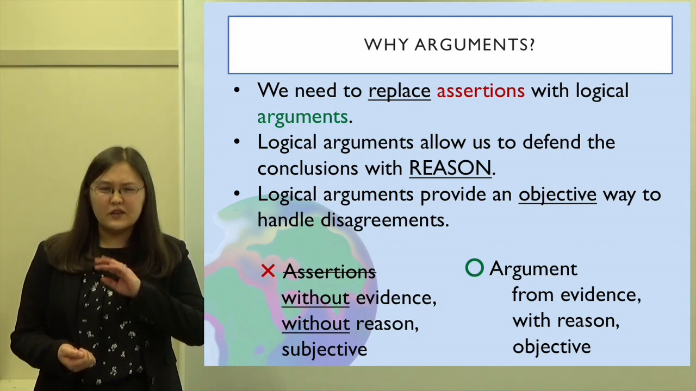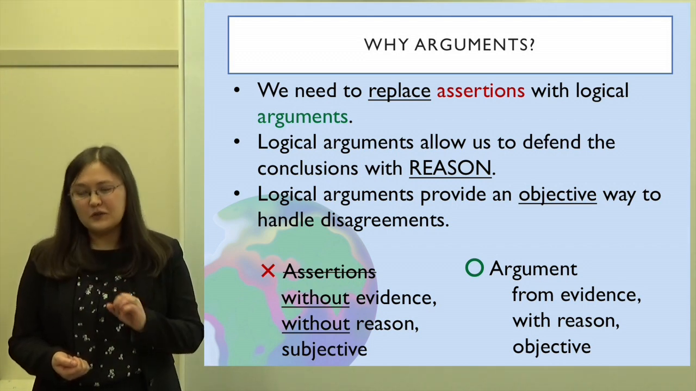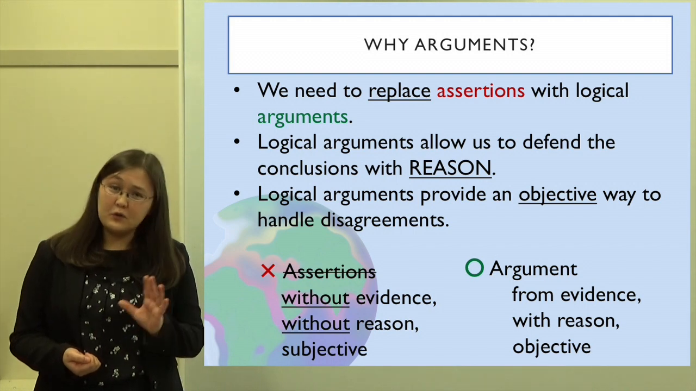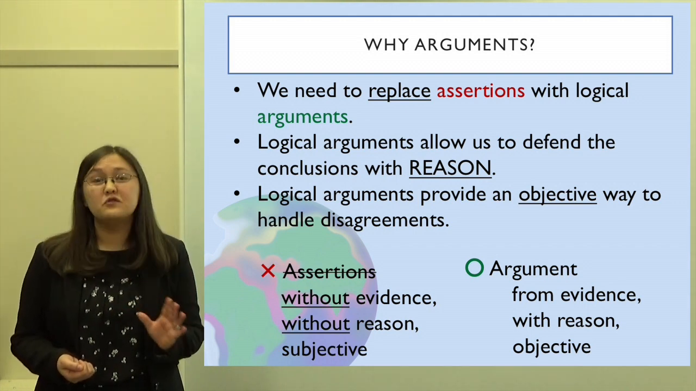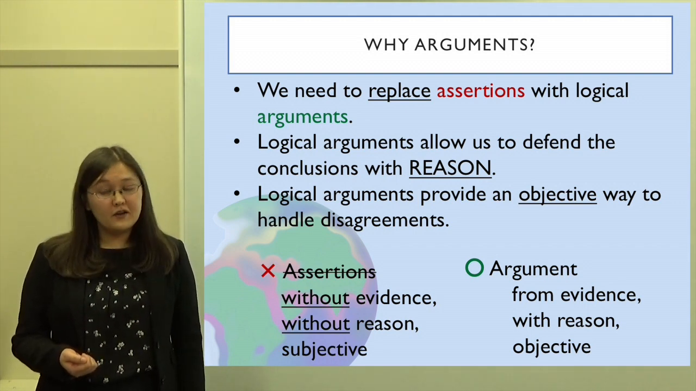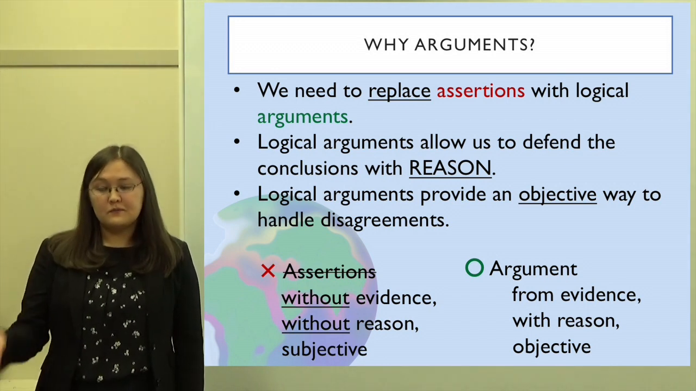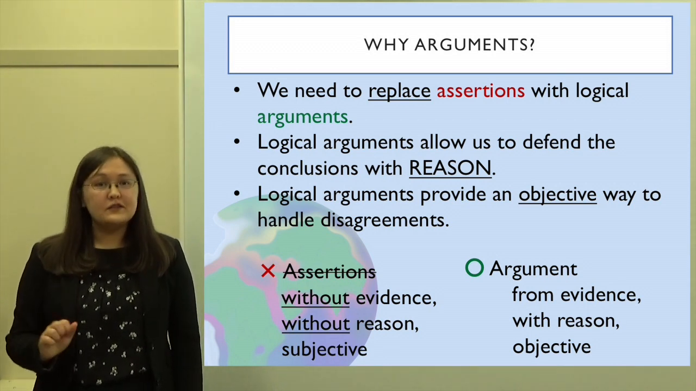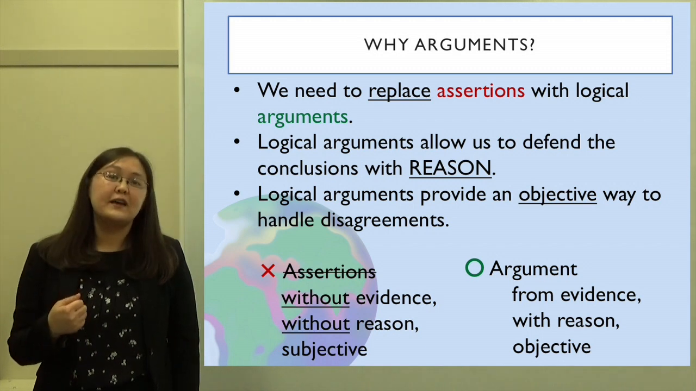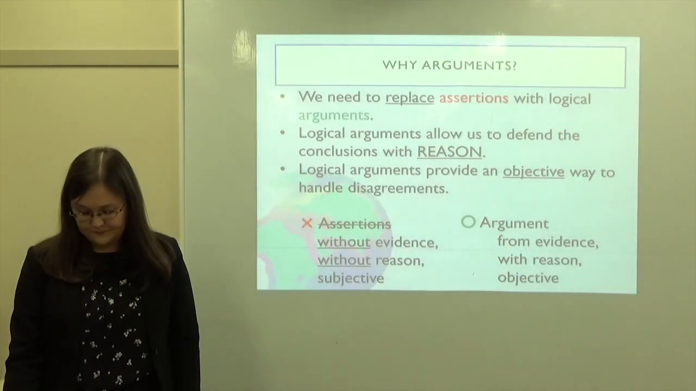So in an assertion, there's no evidence, no reason, it's subjective. People could disagree or agree, it's up to them. But with an argument, we show the evidence, we use reason, and it's more objective, so the reader can easily agree with you.